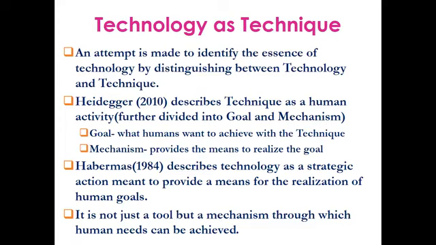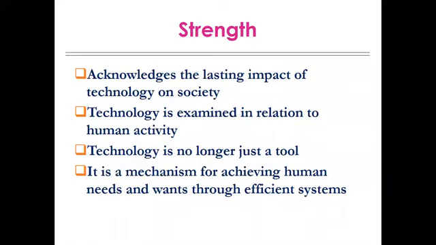Now, Habermas describes technology as a strategic action meant to provide a means for the realization of human goals. It is not just a tool, but a mechanism through which human needs can be achieved. So that's how this school of thought looks at technology, as one that gives humans the ability to achieve a goal. The strength of this argument is that it acknowledges the lasting impact of technology on society. They say that society has a goal and it uses technology to achieve that. Technology is examined in relation to human activity.